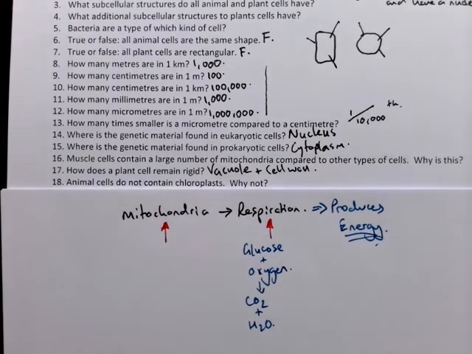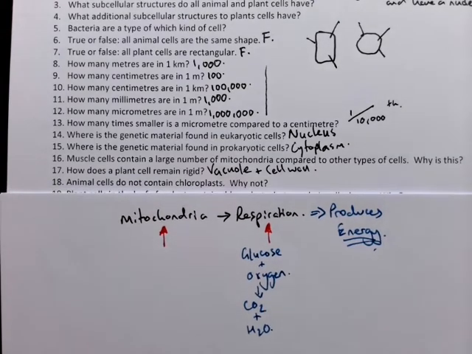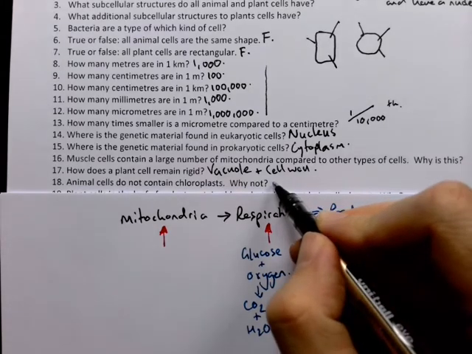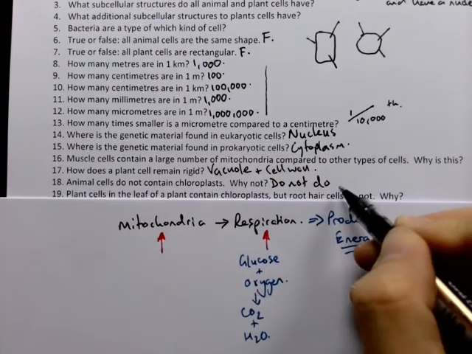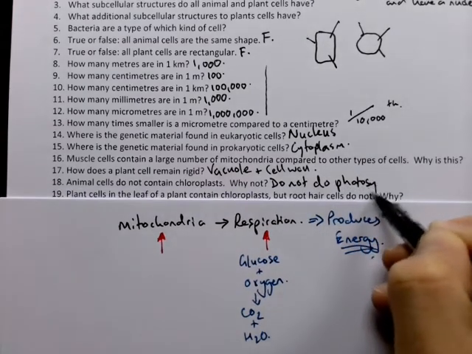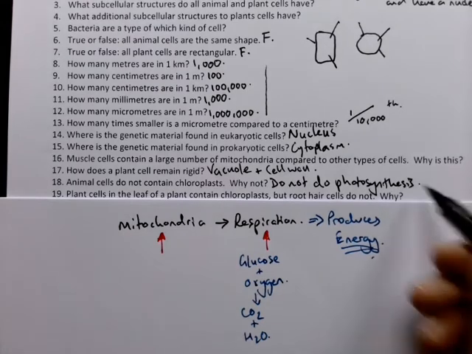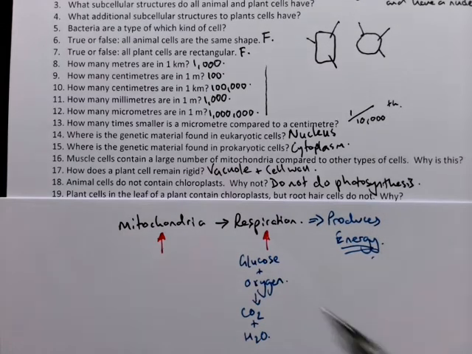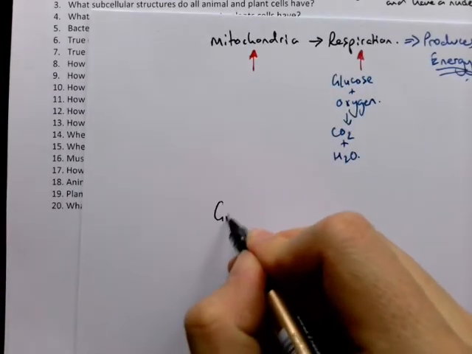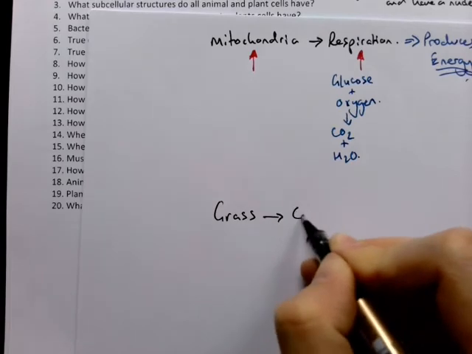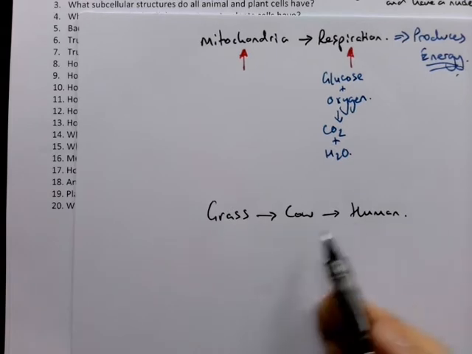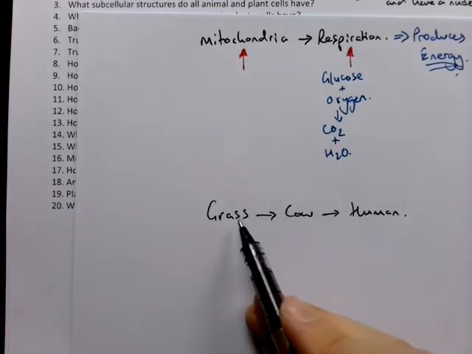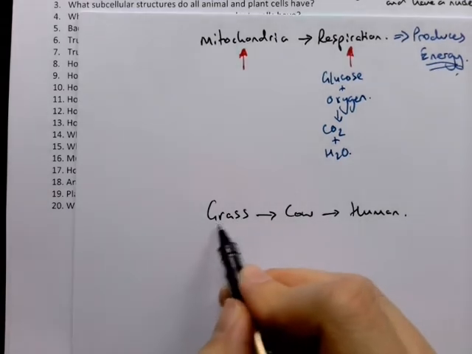Animal cells do not contain chloroplasts. Why not? They do not do photosynthesis. Remember, animals are consumers, they are not producers. For example, you might have grass, cow, human. That's a food chain. If you're eating a hamburger, it comes from a cow, the cow gets energy from grass. Now, this is a producer.